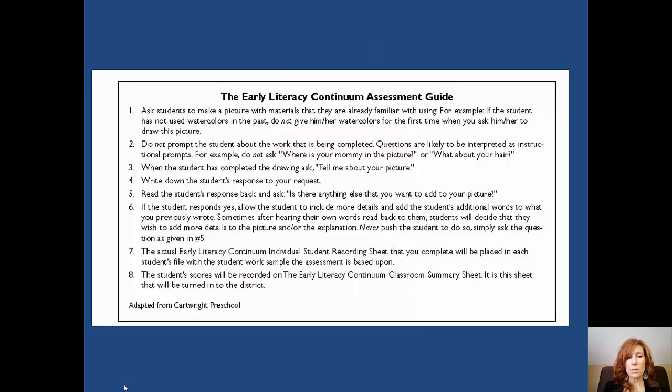So the assessment is actually given, he recommends, 4 times a year or maybe monthly. But here are the directions for how you would go about giving the assessment. The first step is going to be to ask the students to draw a picture with materials that they're familiar with. So you wouldn't necessarily have to be drawing. They might paint or they might construct out of clay. The one thing that you do want to make sure of is that you use something they're used to so that that novel element is removed. And this is something that students feel comfortable with.